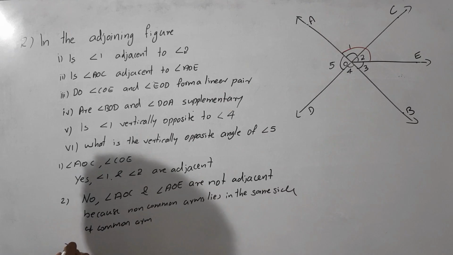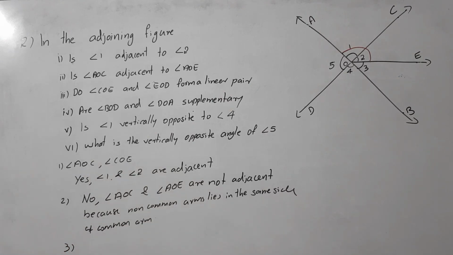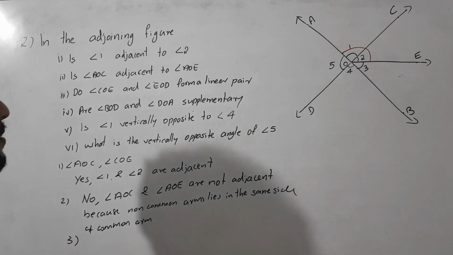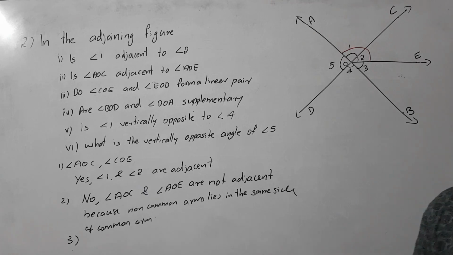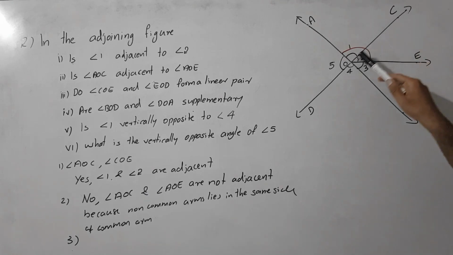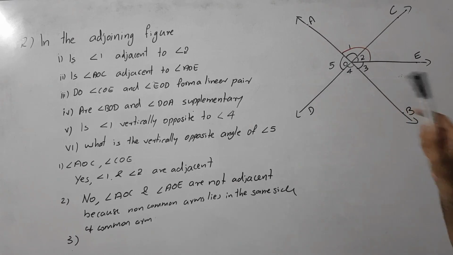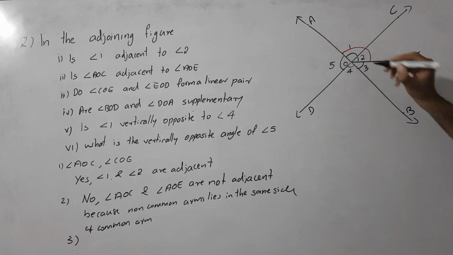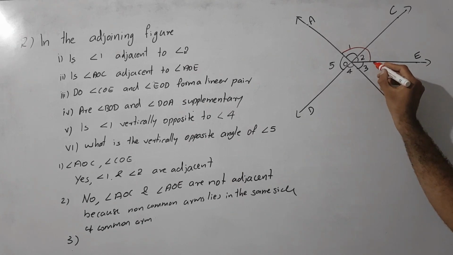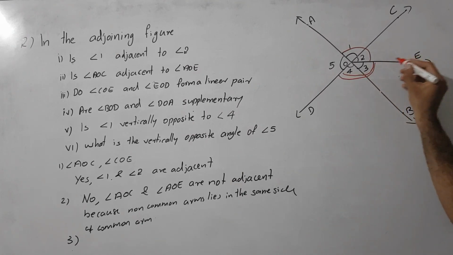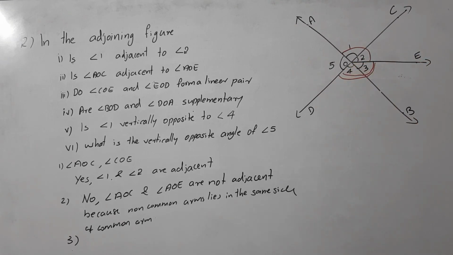Then the third question. Do angle COE and angle EOD form a linear pair? What are they? The angles are very clear. Angle COE means this angle, angle 2. Angle EOD means the angle from here to here. These two are a linear pair.